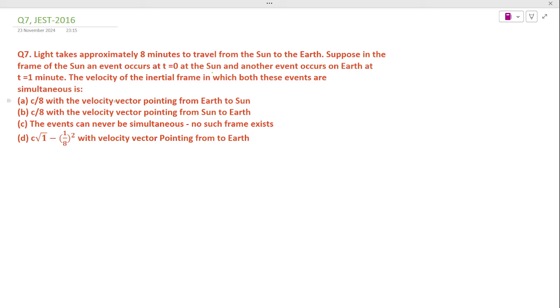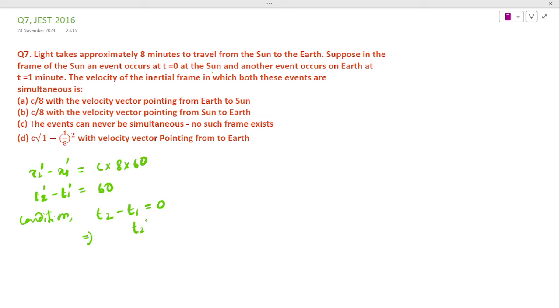So here, the same question we just did after the GATE problem: the space difference is c into 8 into 60, converting 8 minutes to seconds and multiplying by c, and the time difference is 60. So the condition is that t2 minus t1 should be 0.